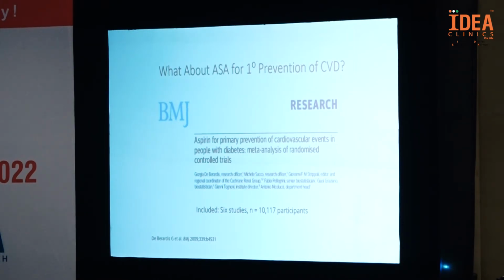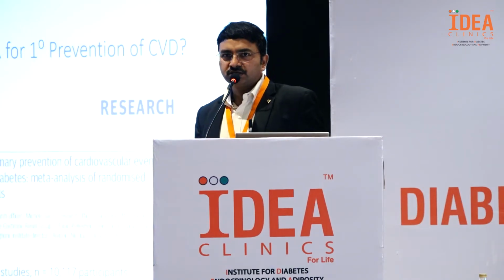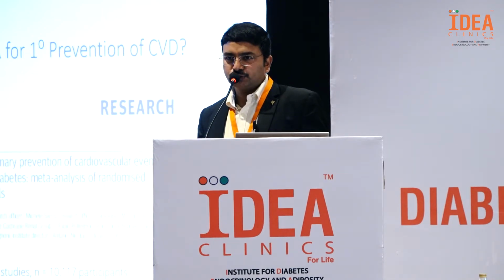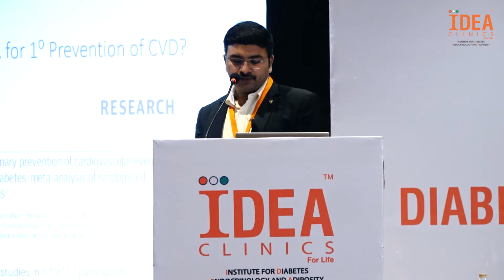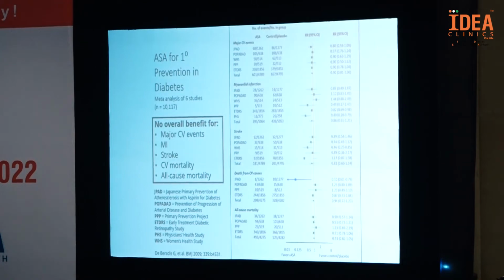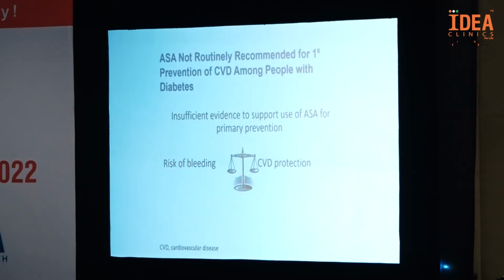And what about aspirin? Nowadays, many patients will be on aspirin, and there is limited data. There are controversial findings. Some of the studies have shown increased mortality with aspirin use, and some have shown benefit. In meta-analyses of the studies, there is no overall major benefit with aspirin for reduction of major CV events, MI, stroke, all-cause mortality, or CV mortality. So this is the conclusion from the randomized studies.